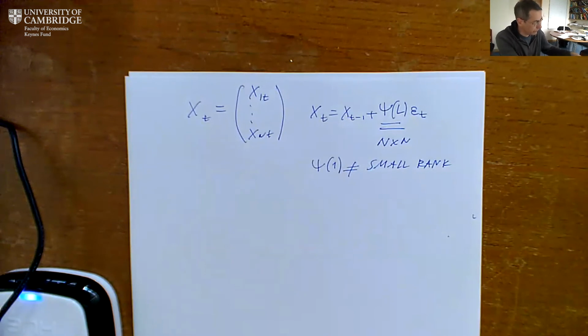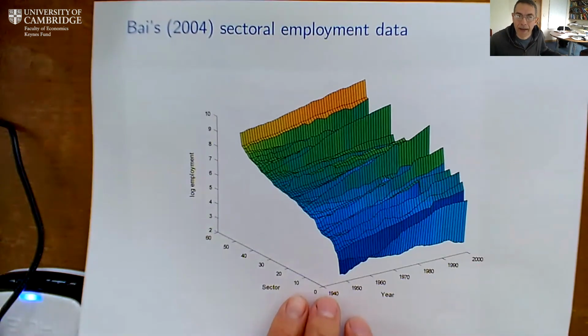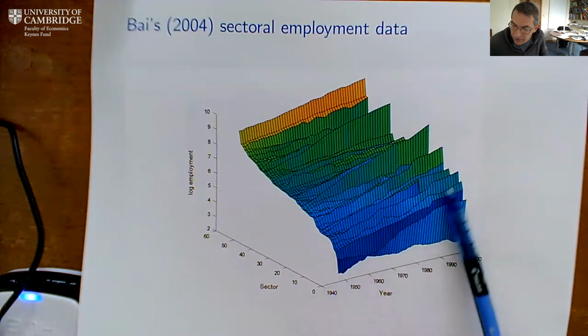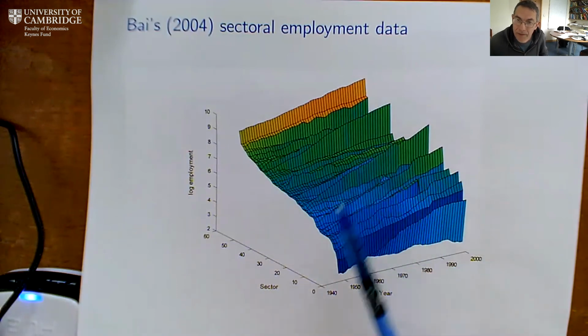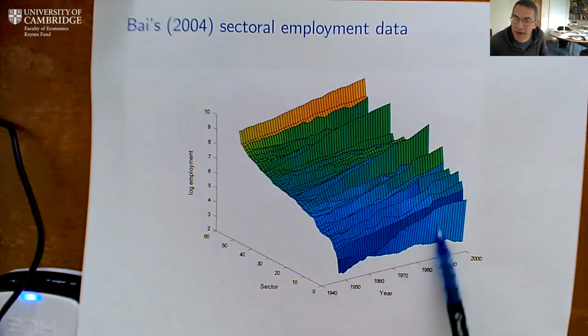So let me show you one picture. Here is the picture taken from Jushan Bai's analysis of sectoral employment data in the United States. So he considered about 60 different sectors in the United States. And this data is from about 1948 up to 2000. So what you see here, these cross sections are simply time series for different logs of employment in different sectors in the United States. So as you see, this is very non-stationary data. There are trends in each of these log employment series.